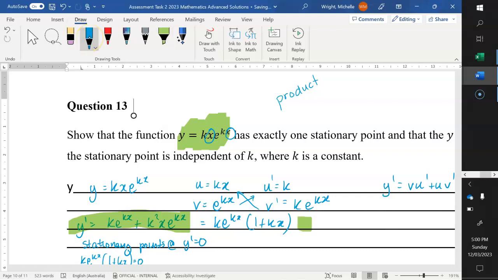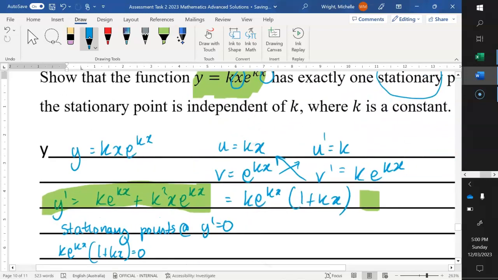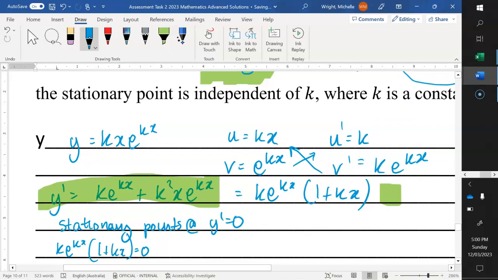Now, read the question again. Show that it has exactly one stationary point. Stationary points happen when the first derivative is equal to 0. We've got our first derivative. Let's let it equal to 0. Okay, when we do that, we let our first derivative that we've found here equal to 0.